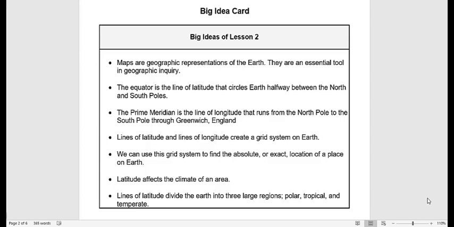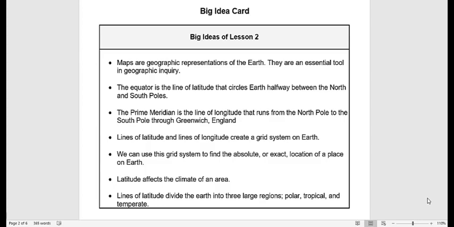Bullet point 4. Lines of latitude and lines of longitude create a grid system on the Earth, and that's that global grid that I just mentioned a second ago, right? When you put all of these lines of latitude and longitude together and they stem out from the equator or the prime meridian, they're creating this grid system on Earth. Bullet point 5. We can use this grid system to find the absolute or exact location of a place on Earth.